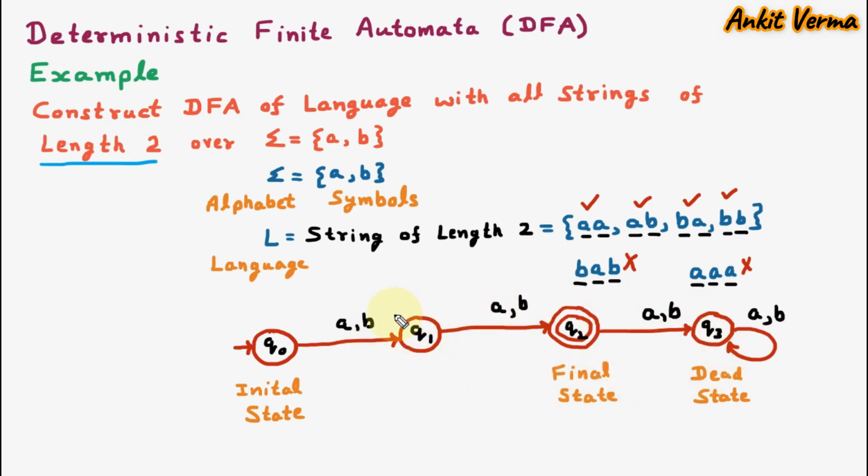Let's check, is this DFA complete? So at state Q0, for A and B, both moves are available. At state Q1, for A and B, the move is available. Then at state Q2, for A and B, move is available. At Q3, A and B, move is available. So all the states are addressing the input symbols A and B. So this DFA is complete. And also this is accepting the string of length 2 and rejecting all other strings.